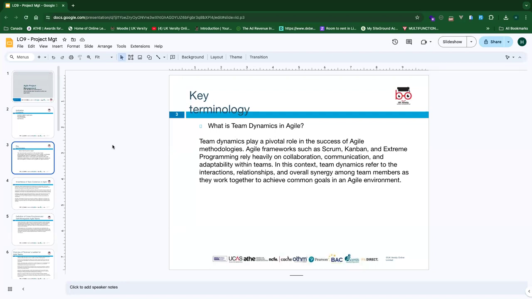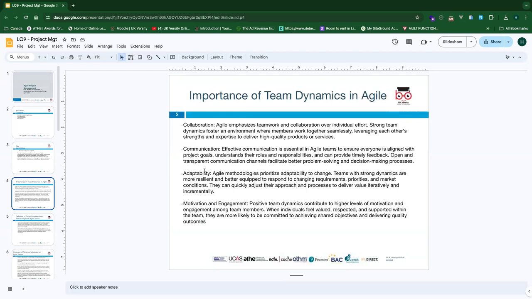If you remember, over the past few weeks, the things that we've been talking the most about is being able to have effective communication, being able to collaborate effectively within any team you find yourself in an agile environment. So this is literally what team dynamics talks about. So what is the importance? Like in the previous slides, we noticed that collaboration, communication, adaptability, motivation, and engagement are important.